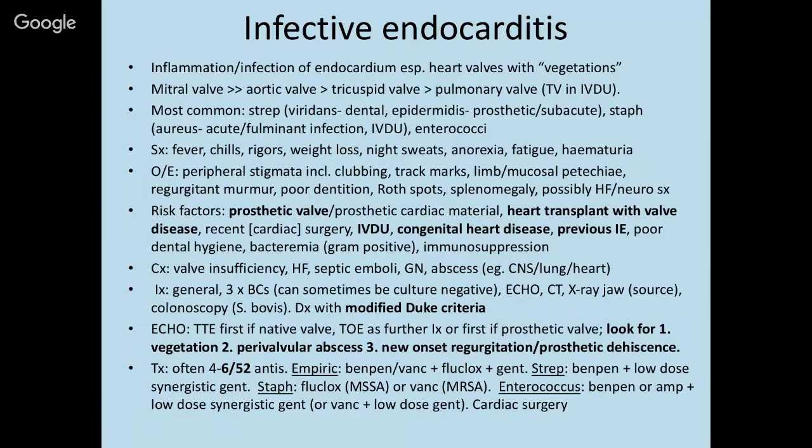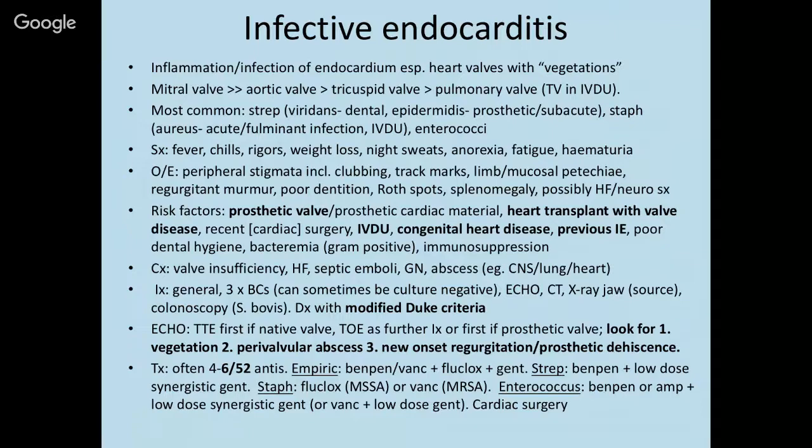For the peripheral stigmata, saying on exam "no peripheral stigmata of infective endocarditis" covers a lot, so you have to say Janeway lesions, Osler's nodes, splinter hemorrhages, and all this stuff that takes forever. Track marks in IVDU, and petechiae is another sign, whether in the mouth or on the limbs. A regurgitant murmur is part of the diagnostic criteria as well, because you get valve incompetence. Poor dentition, because you're looking for a source, especially Strep viridans, which often comes from the teeth. Roth spots in the back of the retina, and splenomegaly.